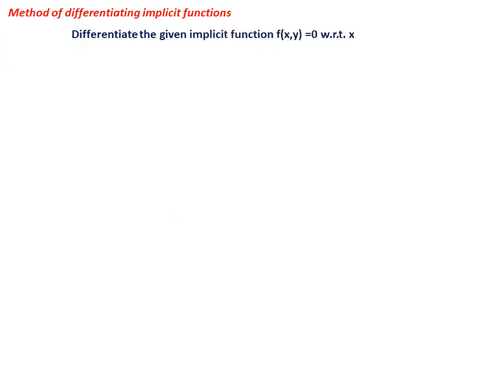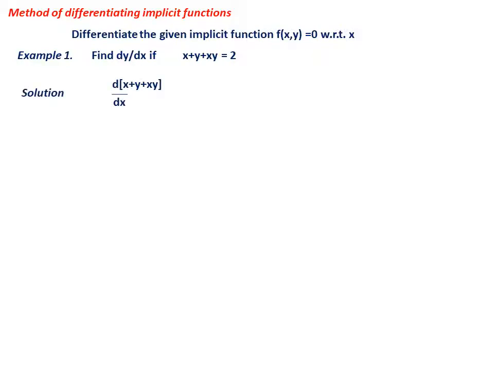Method: differentiate the given implicit function f of x y with respect to x. That's all. Here there is no separate formula or anything. Whatever we have studied already, that is sufficient. It's only a technique. Let us try to understand this with an example. Find dy by dx if x plus y plus xy equal to 2. Strictly speaking, this is not an implicit function. Here actually we can write y in terms of x. But the method of implicit differentiation we can use even for an explicit function also. That is very important.